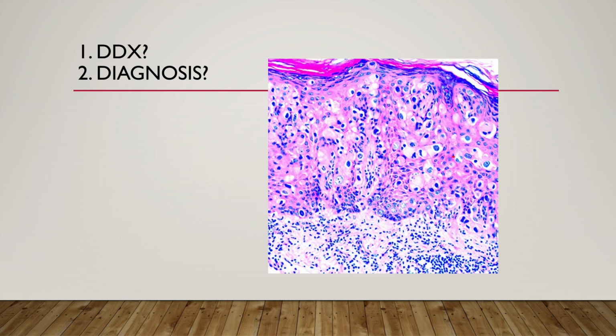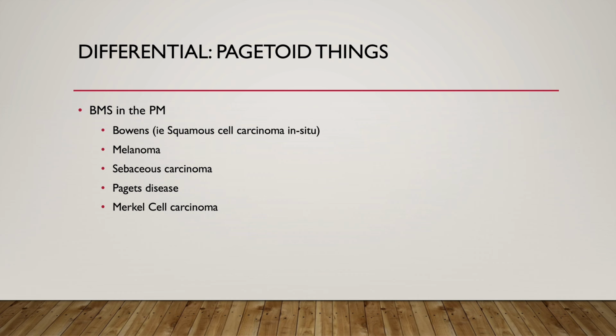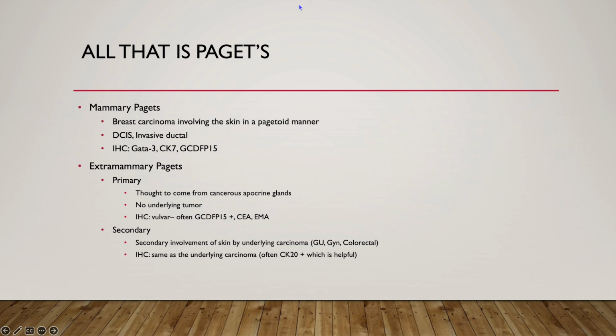Here we see these buckshot scattered cells in the epidermis, and they go pretty much all the way up to the stratum granulosum. So what are the differential diagnoses? So this is pagetoid spread, and your differential is BMS in the PM, Bowen's or squamous cell carcinoma in situ, melanoma, sebaceous carcinoma, Paget's disease, and Merkel cell carcinoma. So Paget's, we break it down as, is it mammary in the breast or extramammary? If it's in the breast, there is an underlying DCIS or invasive ductal, and your IHC, you can get GATA3, CK7, GCDFP-15, or HER2.